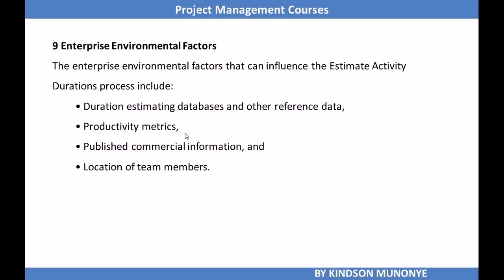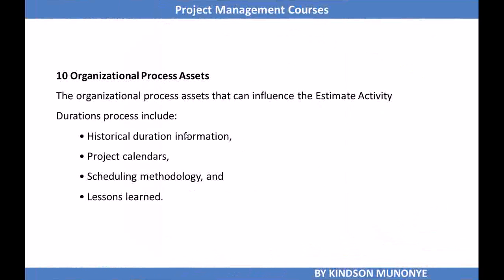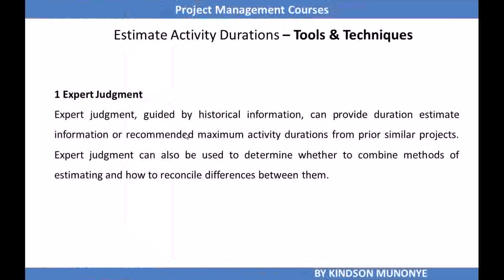Enterprise environmental factors is also an input to activity duration estimating, because factors like duration estimating databases, productivity metrics, published commercial information, and location of team members are enterprise environmental factors that can affect estimate activity durations. Organizational process assets are also needed, for instance, scheduling methodology, lessons learned, historical duration information, etc.